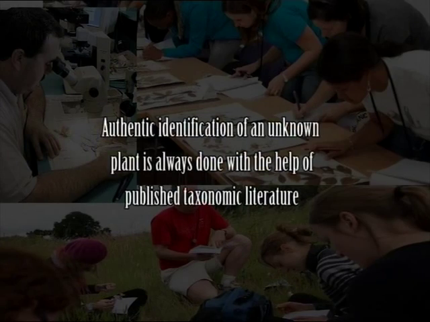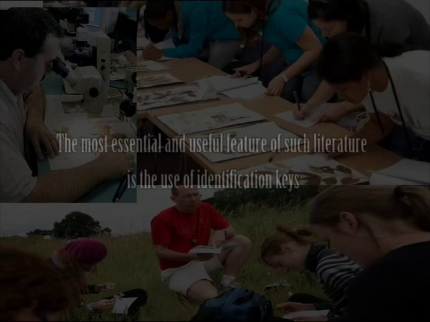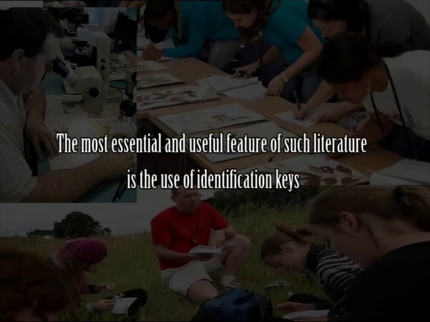Today I will be talking about identification keys. Dear students, as you know, directly comparative methods of plant identification have their own limitations. They are useful only if we already have a rough idea about an unknown plant. Authentic identification of an unknown plant is always done with the help of published taxonomic literature like floras, monographs and revisions. The most essential and useful feature of such literature is the use of identification keys.